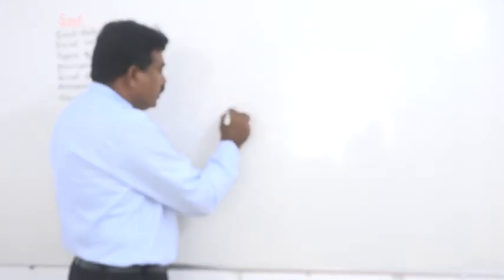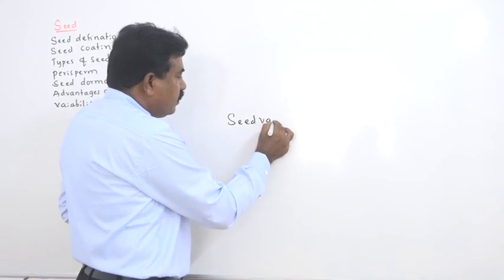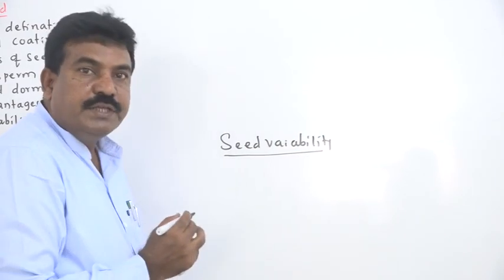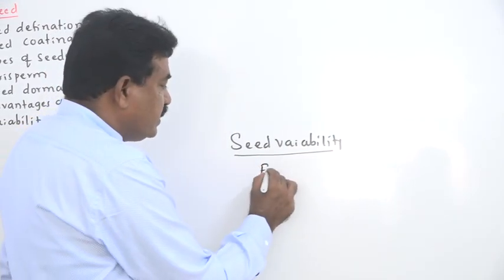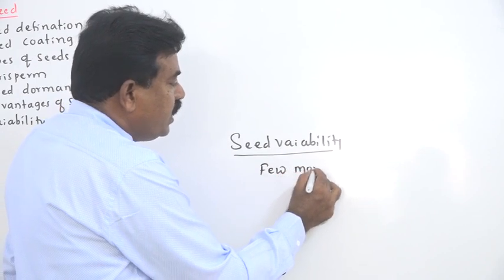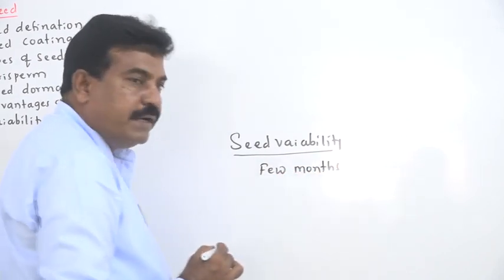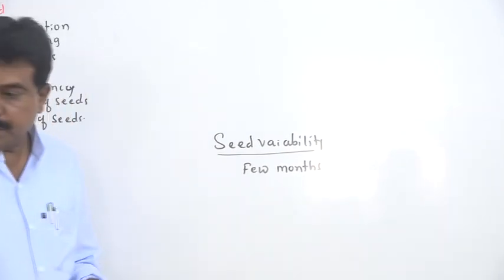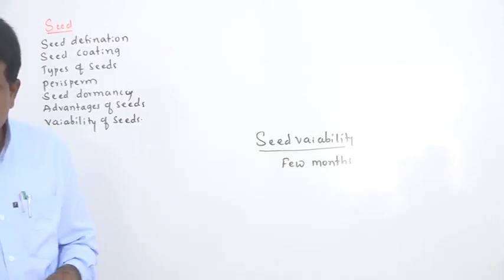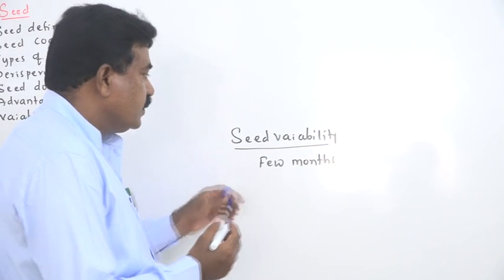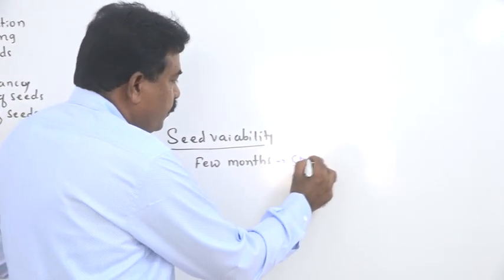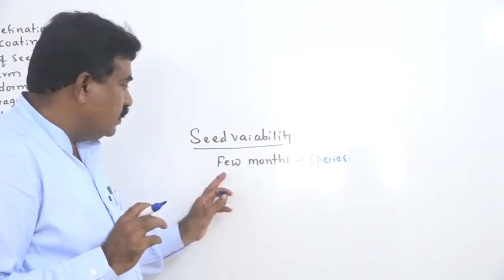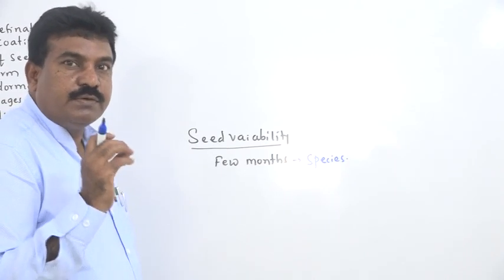With respect to the seed, we have to consider seed viability. It varies from species to species. For example, some species have a seed viability period of only a few months. Coffee and cocoa seeds have very little viability.